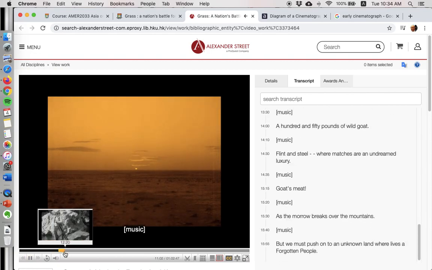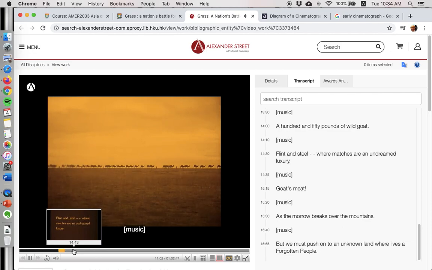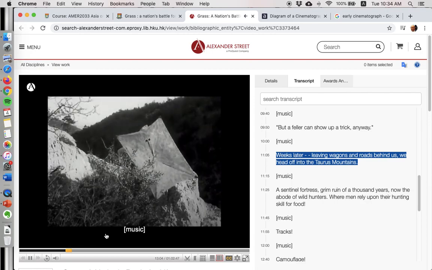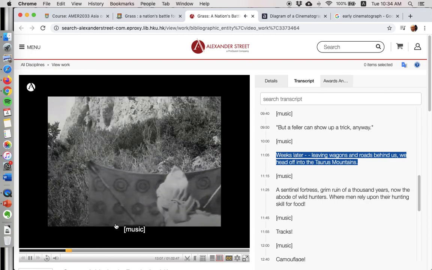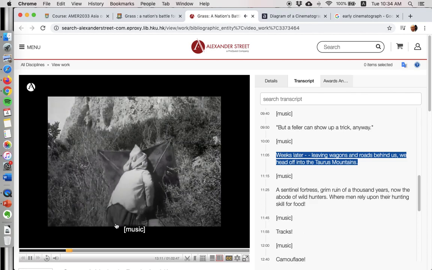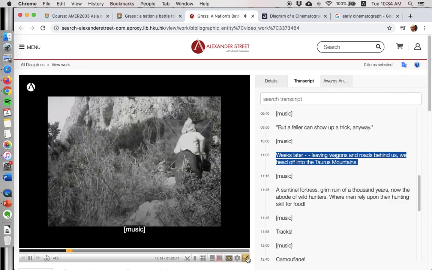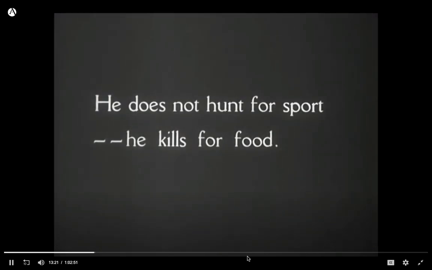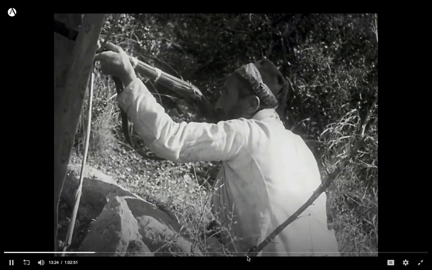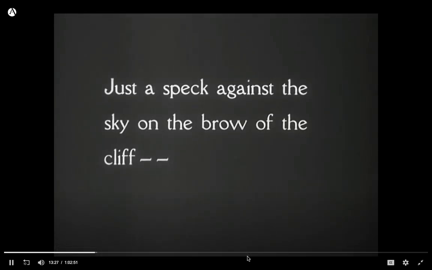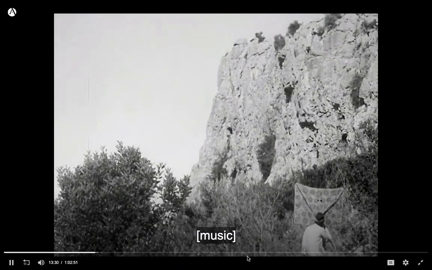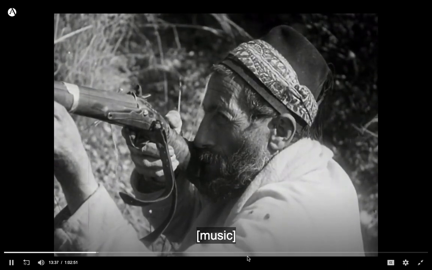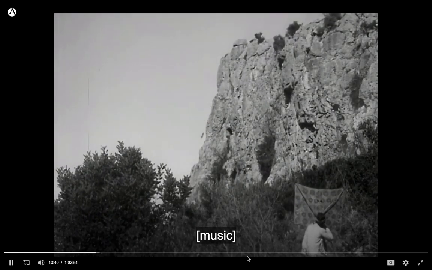Let's get an image. Here's a good example of this guy hunting, and I want you to watch the whole thing. This guy's hunting, and then he looks up here. This is my favorite shot. So he's hunting in this ancient way, and he does not hunt for sport. He kills for food. It's like, oh, this is how these people live. So he's aiming, he looks up and he sees a goat. And he pulls the trigger, shoots, and then the goat dies.